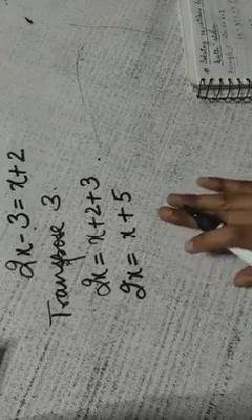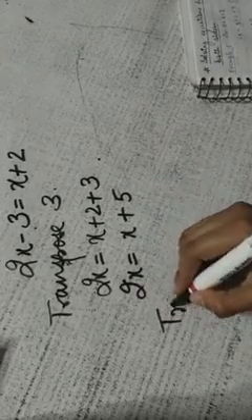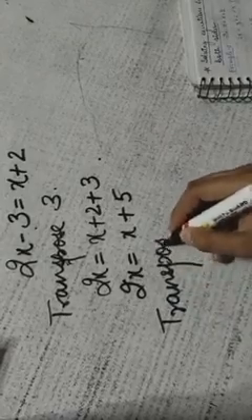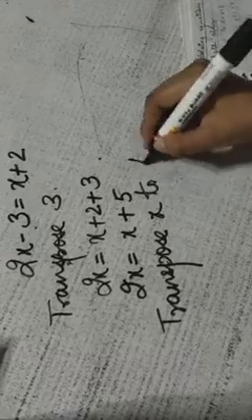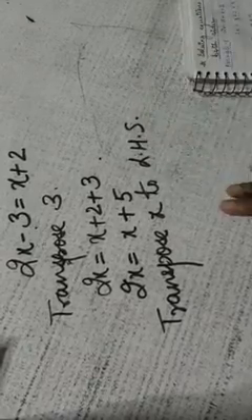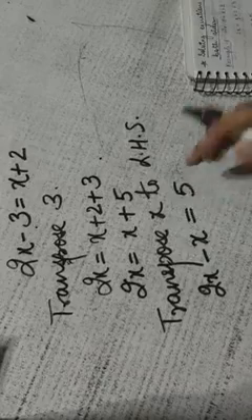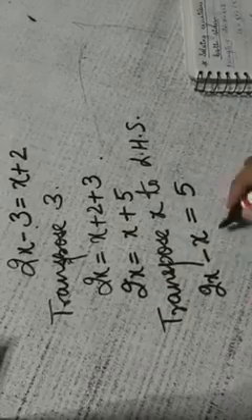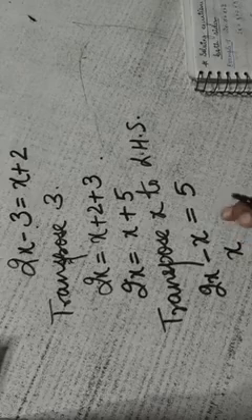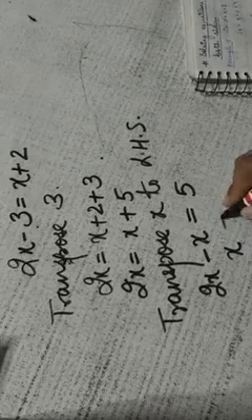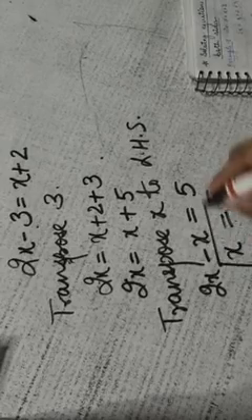Now we will transpose x to the LHS. So 2x minus x is equal to 5. This x came to this side and the plus sign changed to a minus sign. Now this will be x, because 2 minus 1 is 1. So 1x equals 5. So x is equal to 5. This is how we solve equations when we have variables on both sides.